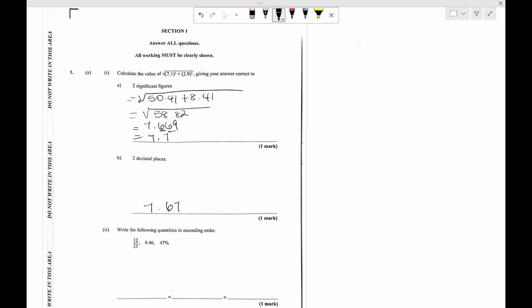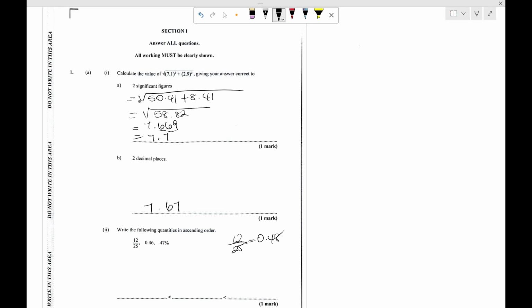Right, the following quantities in ascending order, right? So we want it from the smallest to the largest. So we have 0.46, 47%. 47% as a decimal, 0.47. So let's just see what 12/25 is as a decimal. And remember, a fraction is basically division. So 12 divided by 25, that's 0.48. So 12/25 is 0.48, right?